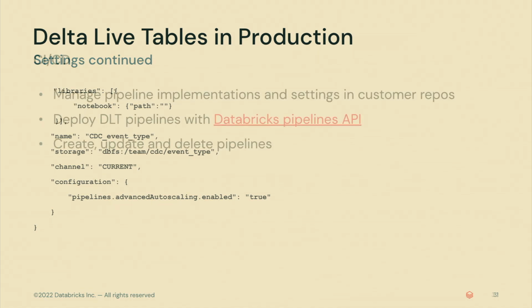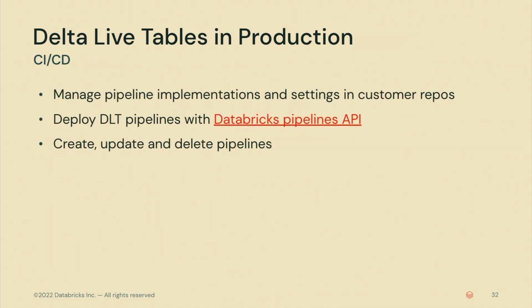After the POC, we've been adding a CI/CD process at Block to make it more accessible to our internal teams to implement and manage their DLT pipelines. So now different teams can have their implementations as well as their settings in their own repos. And once they merge, we will call the Databricks Pipelines API to create, update, and delete those pipelines in our CI/CD process.